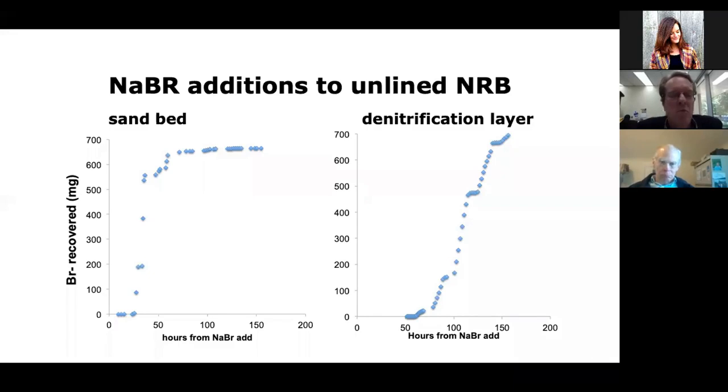So what we did was we put a bunch of bromide in the pump chamber upstream of the unlined system at MASDIC. Sodium bromide is inert. It won't affect the operations of the system. And then we measured the bromide that came out in a lysimeter, a pan lysimeter that was underneath the sand bed, and then another one that was underneath the denitrification layer.